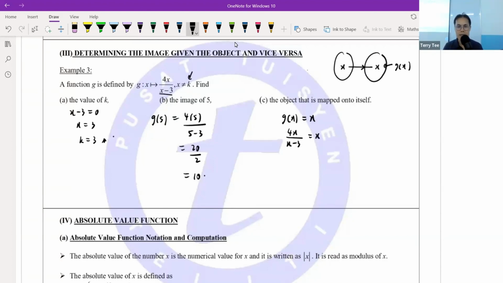The result is x. So multiply over: 4x equals x squared minus 3x. Bring the 4x to the right-hand side. Minus 3 minus 4 is minus 7. Here we can take out common factor x. x times (x minus 7) equals 0. So x is either 0 or 7.